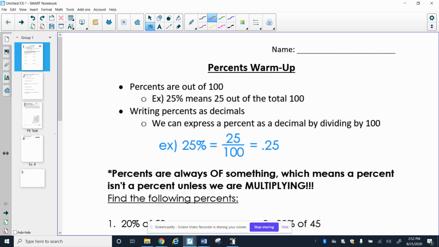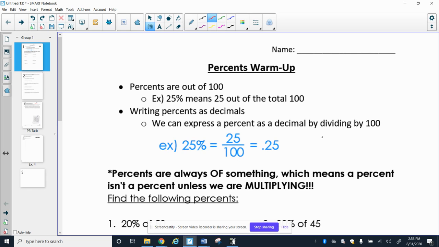So talking about percent, we have some little notes at the top that are important. Percents are always out of 100. So an example, 25% means 25 out of our total of 100. A percent can be changed to a decimal. Since it's always out of 100, you could take that percent, remove the percent sign, and put it over 100, and then change that down to a decimal.